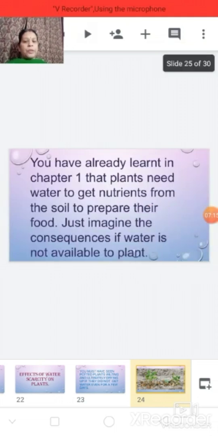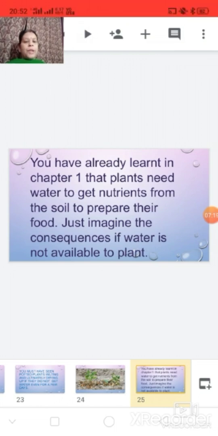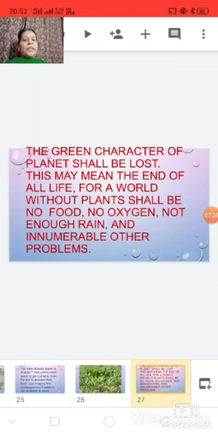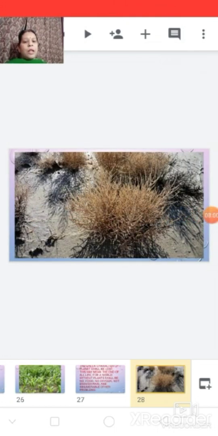And this is how it starts. You have already studied in chapter number 1 that plants need water to get the nutrients from the soil and prepare their food. So just imagine the consequence if there is no water. If there is no water, no plants, no oxygen, and then no life. So the green cover of the planet should not be lost. A world without plants means no food, no oxygen, and not enough rain. And there will be many more innumerable problems which one is going to face. This is how our land will become barren, and we will be converting our agricultural land into desert.